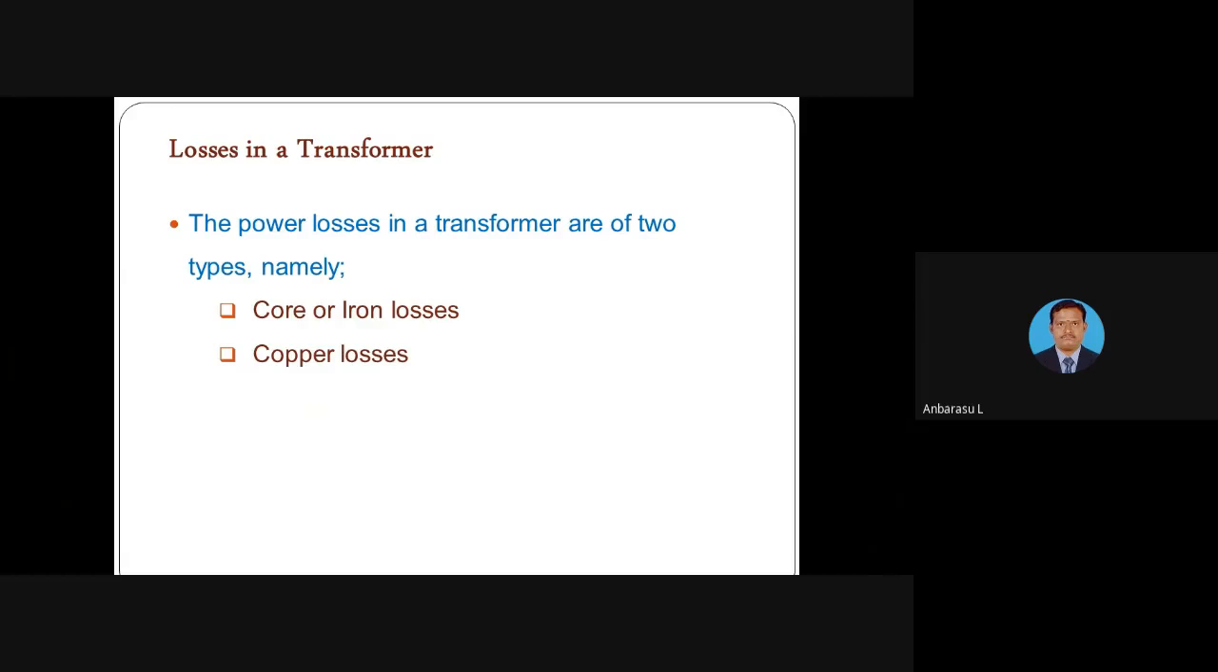Generally, there are two losses available in the transformer. One of the losses is core or iron losses. Another loss is copper losses. In a transformer, there are no rotating losses, so that's why it produces maximum efficiency. Mostly 95 to 99% efficiency will be produced in the transformer.